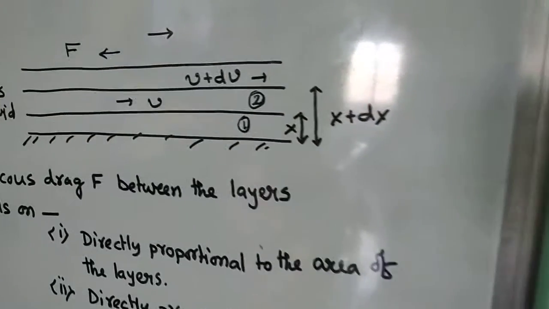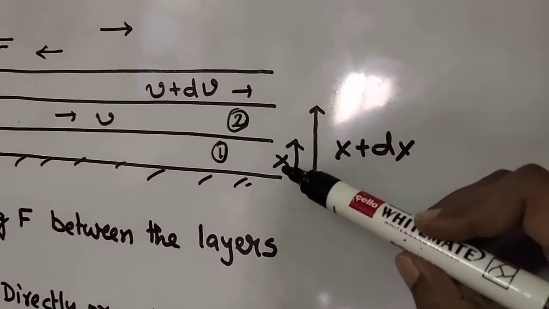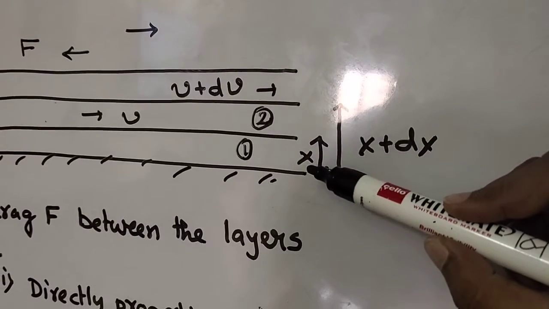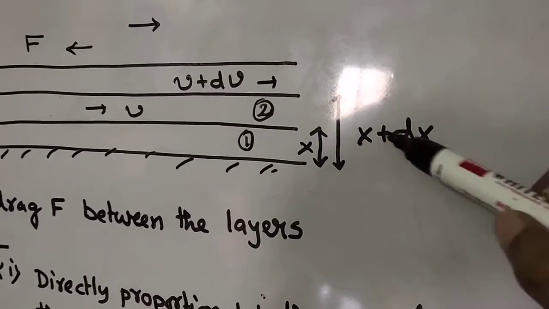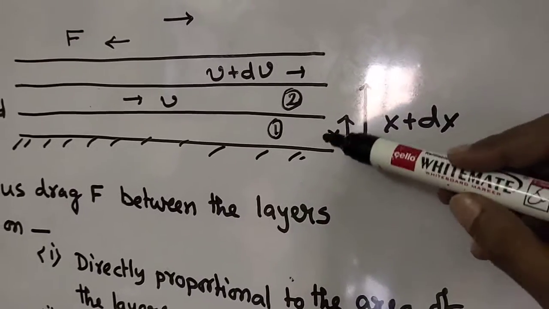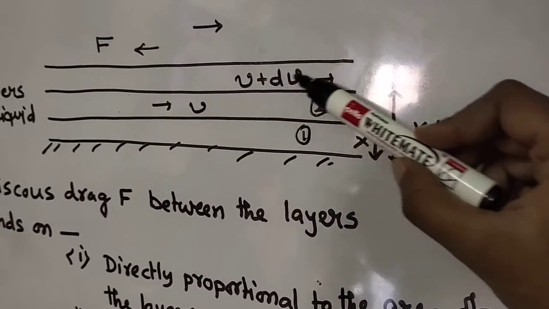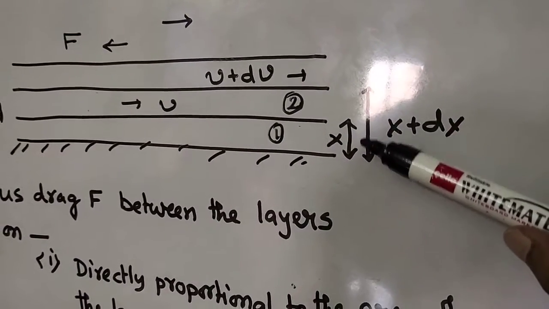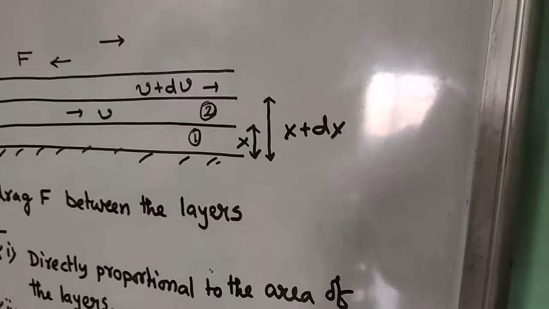Velocity gradient, in the sense, if you consider again, this layer is at a distance x and this layer is at a distance x plus dx. So there is a velocity gradient between these two layers, and that velocity gradient is dv/dx. Velocity gradient means change in velocity with respect to distance. This layer has a distance x from the fixed surface and this layer has a distance x plus dx. This layer is moving with velocity v plus dv and this layer with velocity v. So there is a velocity gradient: change in velocity with respect to distance. As we move up, the velocity increases.